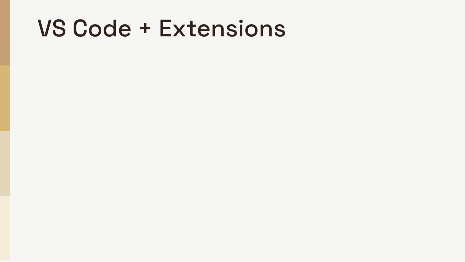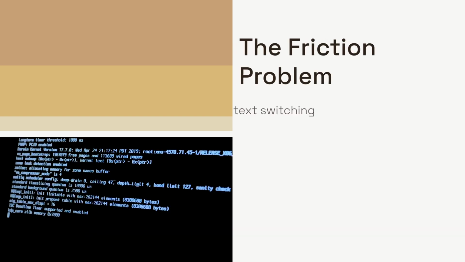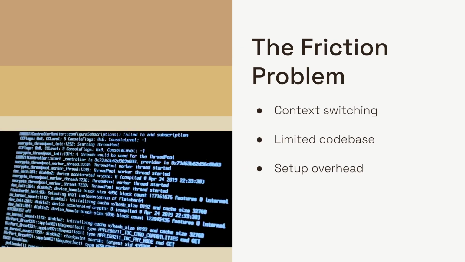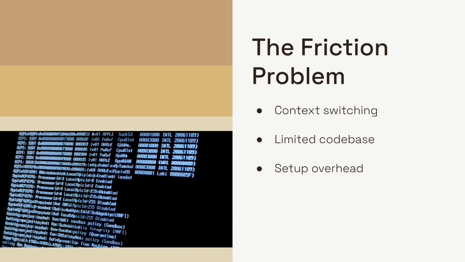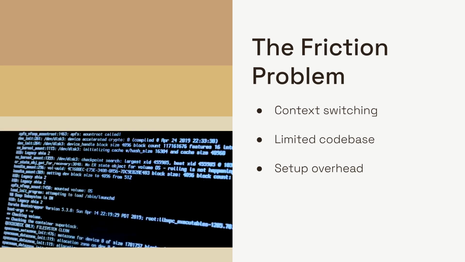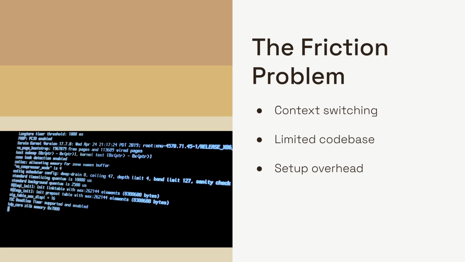The problem with VS Code is that while it's best in class, AI was bolted on after the fact. This creates friction, constant context switching, limited understanding of your full codebase, and extension sprawl. AI native IDEs aim to embed AI at the core to eliminate these inefficiencies.